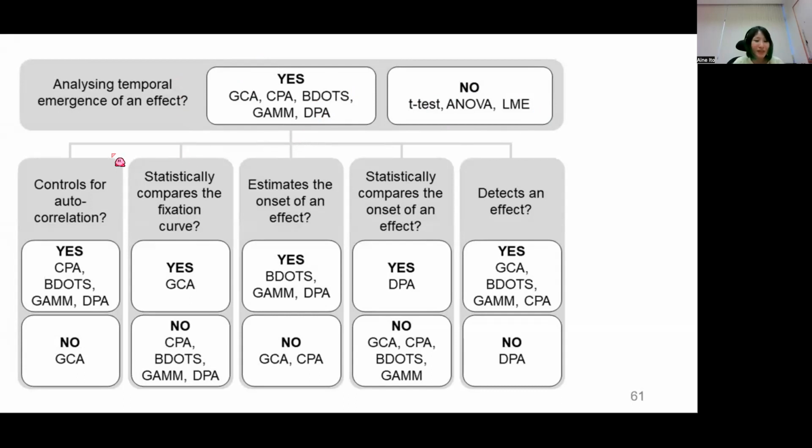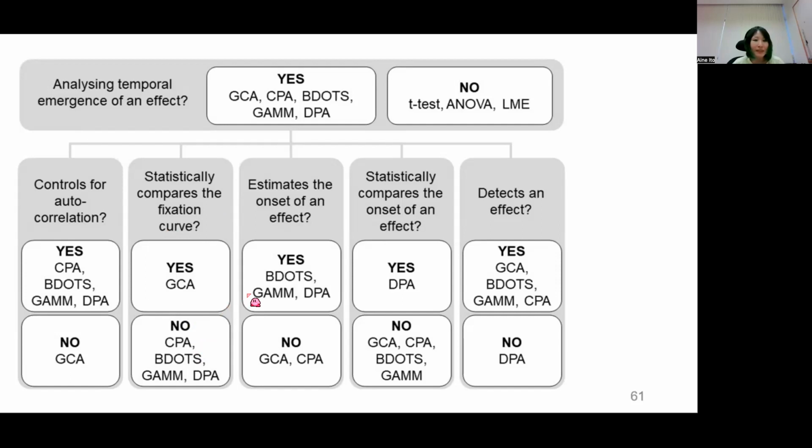So if you wanted to control for autocorrelation, almost all analyses do, except for the growth curve analysis. If you wanted to compare the fixation curve, like the difference in slope or peak, then you might want to go for the growth curve analysis. None of the other analyses can statistically compare different curves.